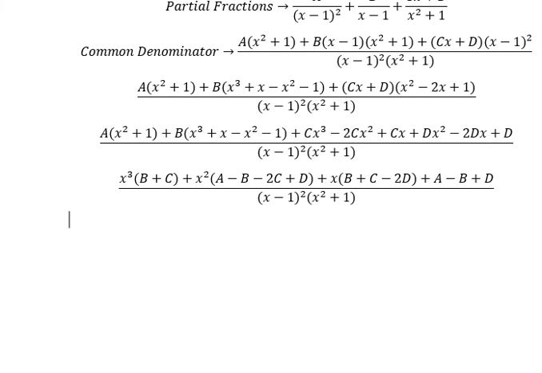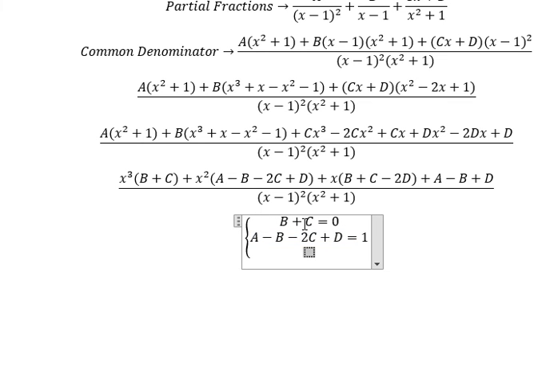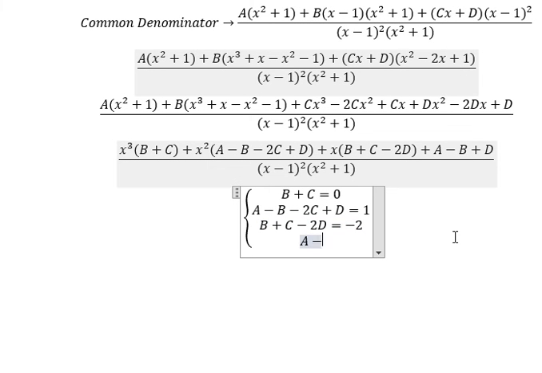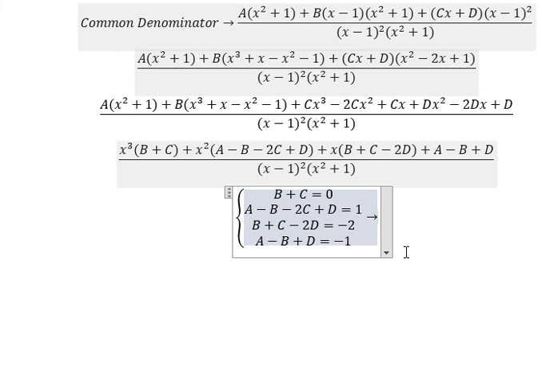And now we create the system of equations. So we have b plus c equals number 0, a minus b minus 2c plus d equals number 1, b plus c minus 2d equals negative number 2. And the next one, a minus b plus d equals negative number 1. And now we need to find the solution of a, b, c, d.